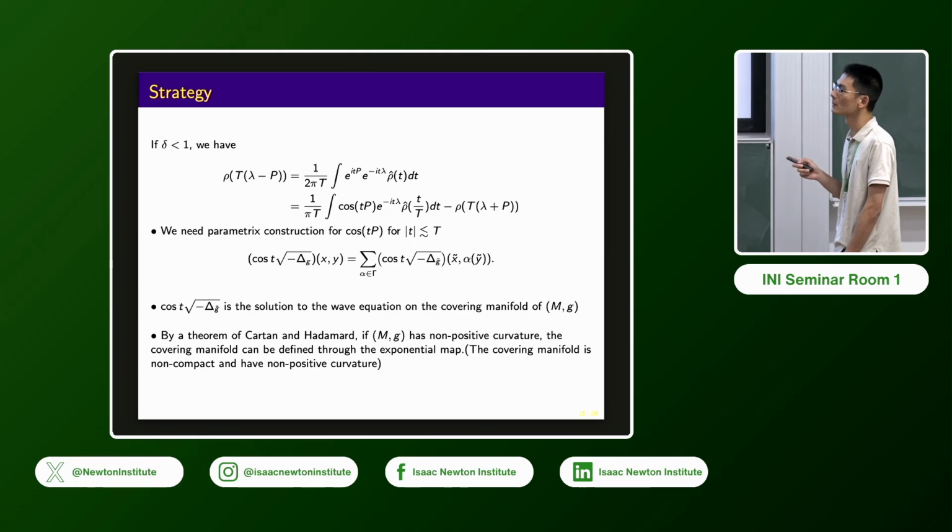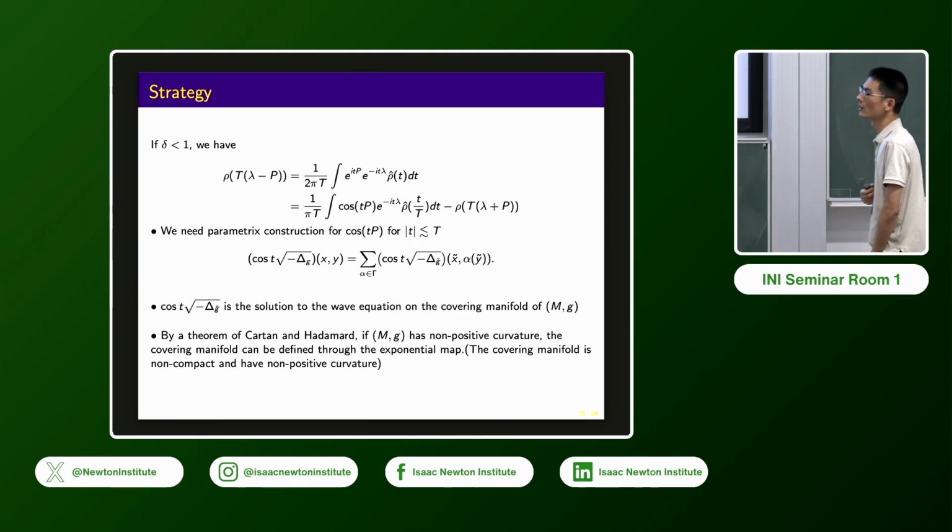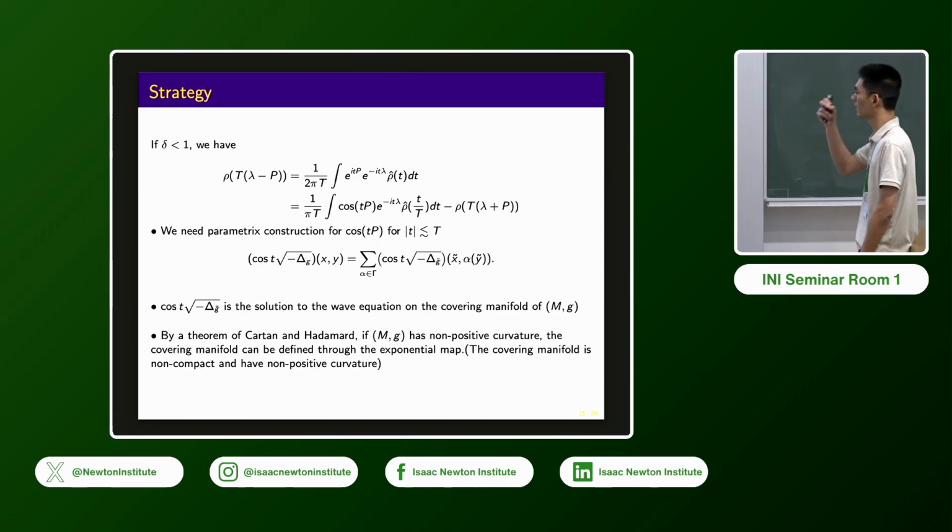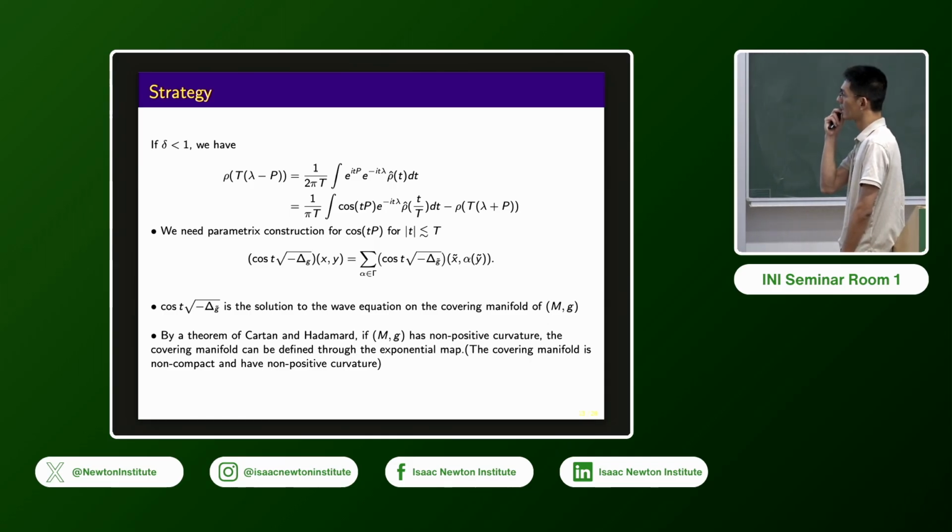So your result is more delicate than what Bérard was doing. For Bérard, in the non-positive curvature case, the exponential upper bound is sufficient.